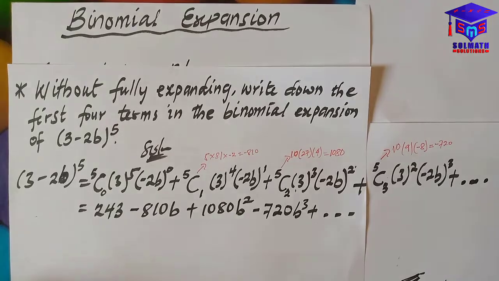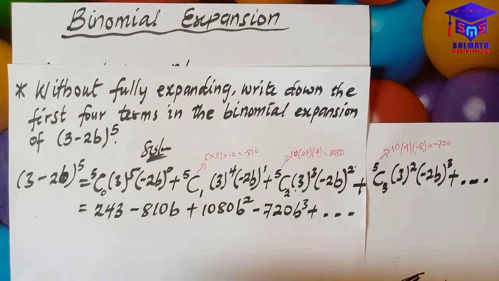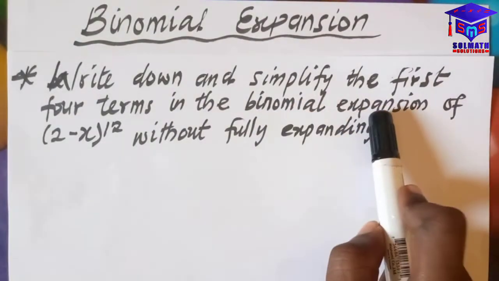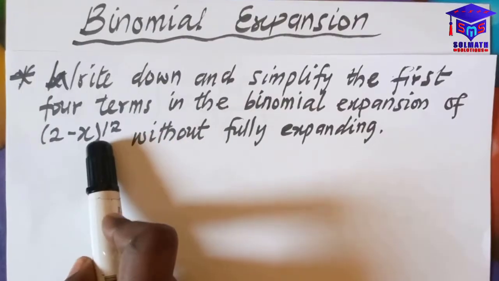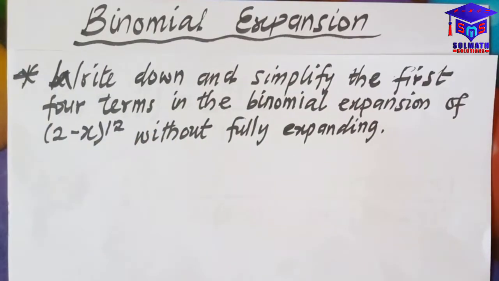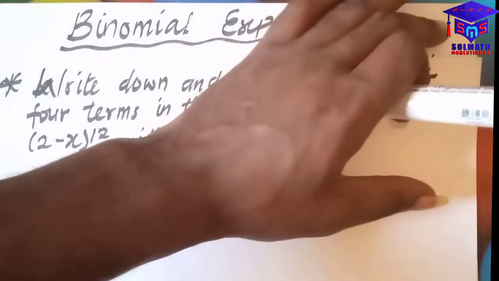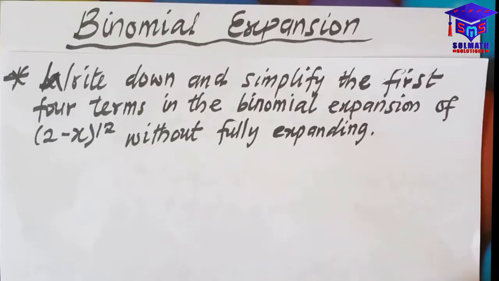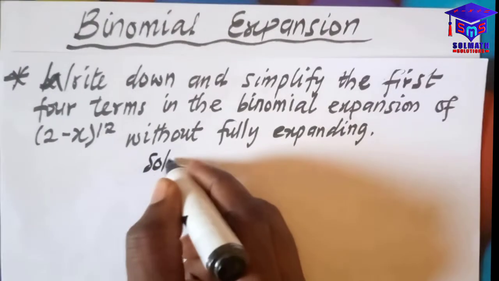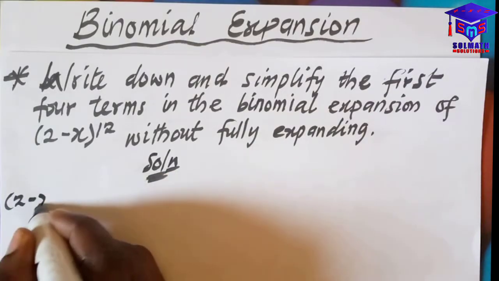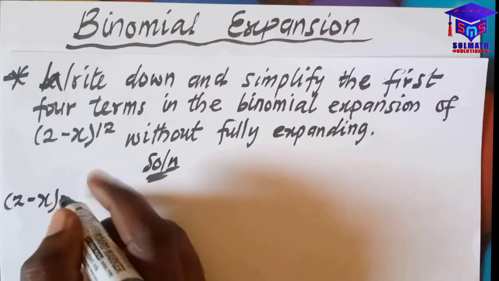Now let's look at another example. This one says that write down and simplify the first 4 terms in the binomial expansion of 2 minus x to the power 12 without fully expanding. Okay, so this is what we are saying, that if you have to use a Pascal triangle, it means you have to create the Pascal triangle to the 12th power. But over here, we use the combination approach. So you have 2 minus x to the power 12.